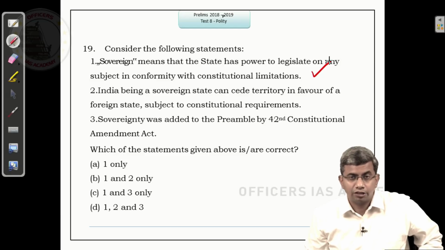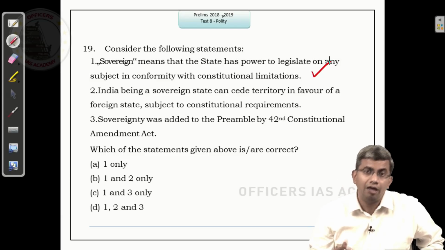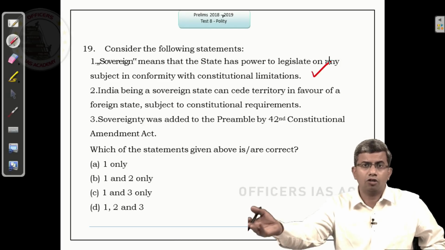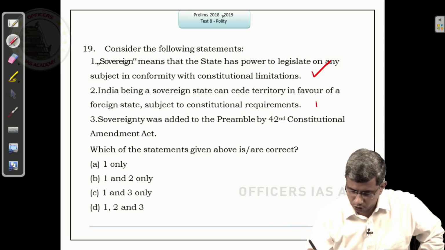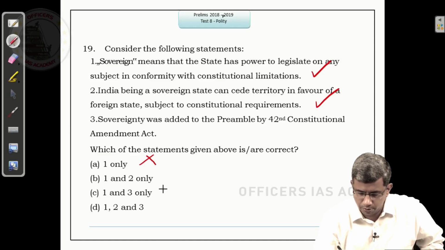Yes, if it is exchange of territories or ceding of a territory which is declared as a territory of India, it will require a constitutional amendment, but it can be done. The 100th constitutional amendment was for exchange of territories with Bangladesh. So this is also a correct statement. So automatically you eliminate A and you eliminate C.